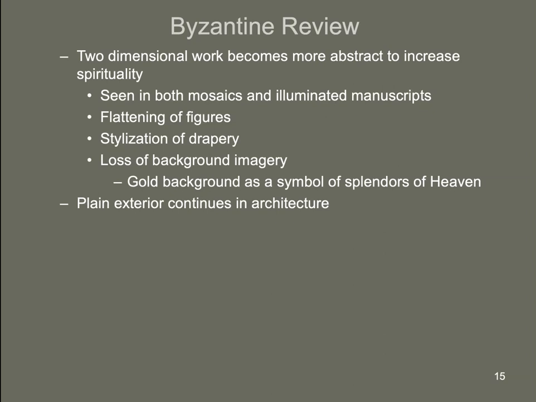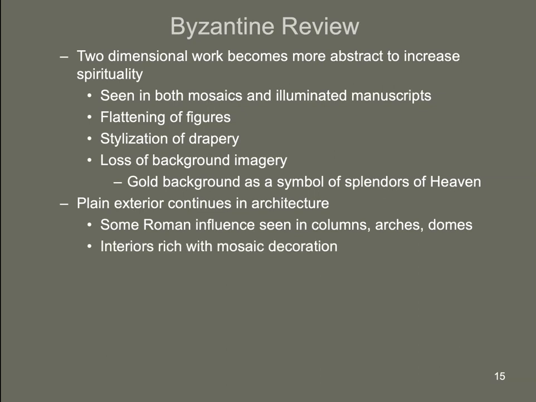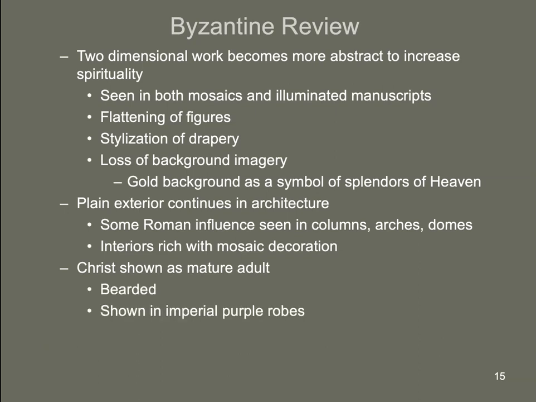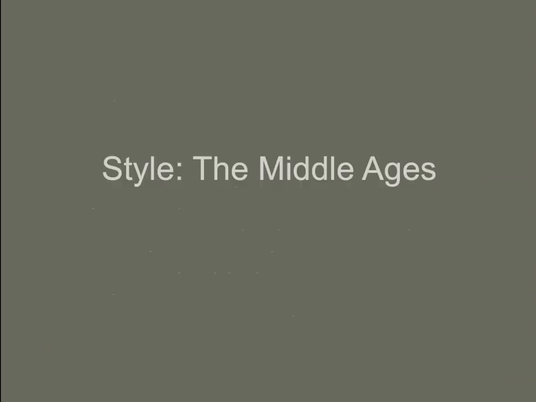Plain exterior is going to continue in architecture, but we're going to see some Roman influence in columns, arches, and domes. The interiors are rich with mosaic decoration. When we see Christ, he's shown as a mature adult. You'll see him bearded and shown in imperial purple robes to show his royal status. He's also going to be shown as the Pantocrator, the ruler of all, and the last judge.